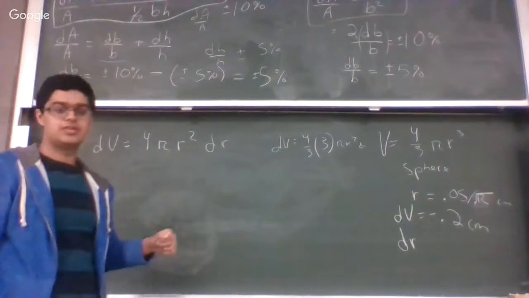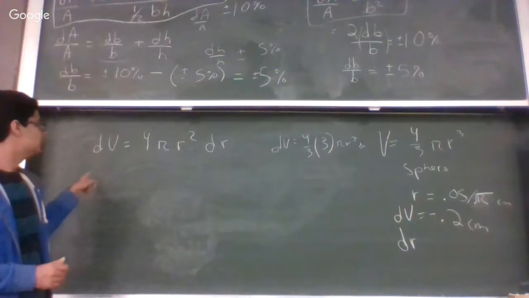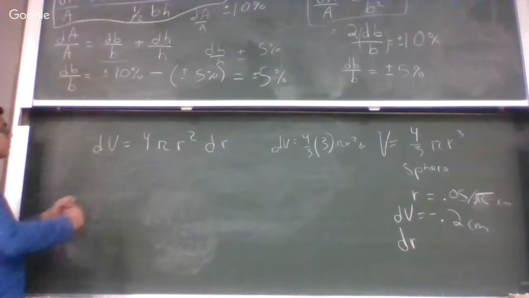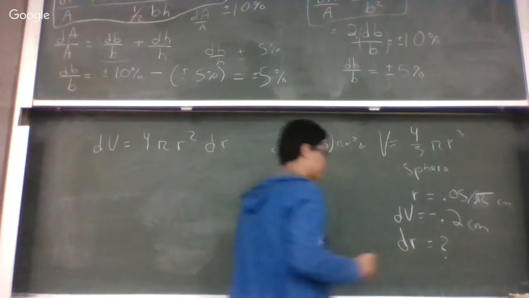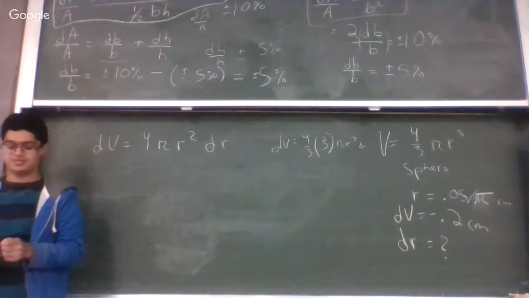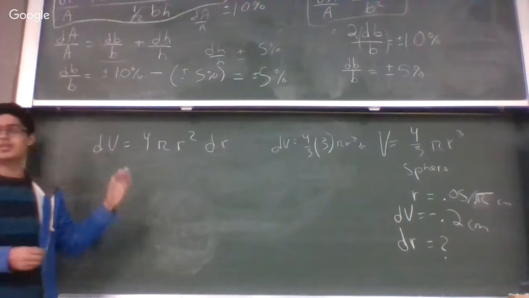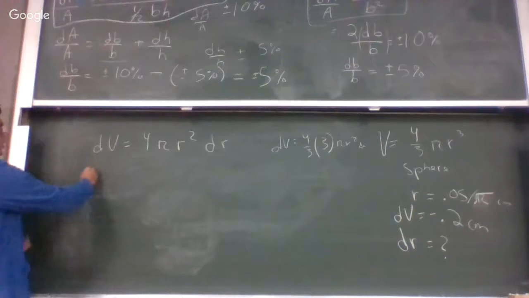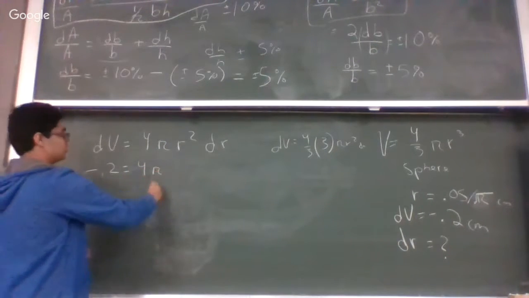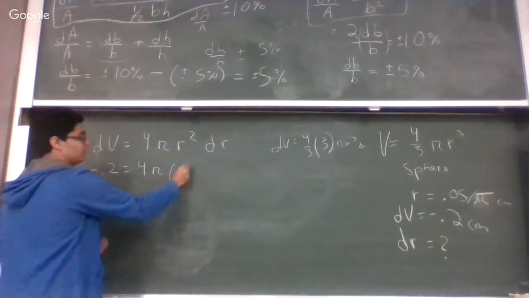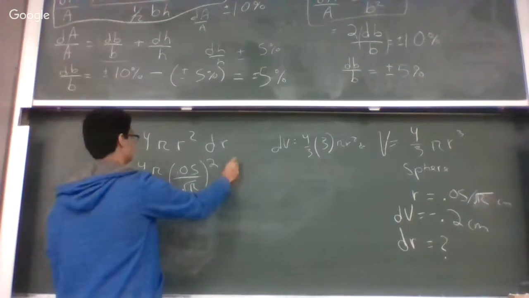And so this is related rate, not the accuracy. Are they kind of in the same bundle? So what do we do here? We know some information, and we're trying to find some information. We plug it in. Most of the time, it'll be just plugging it in, and you'll have one variable that you're looking for. So it's negative 0.2 equal to 4 pi times 0.05 over square root of pi, and that thing is squared, dr.